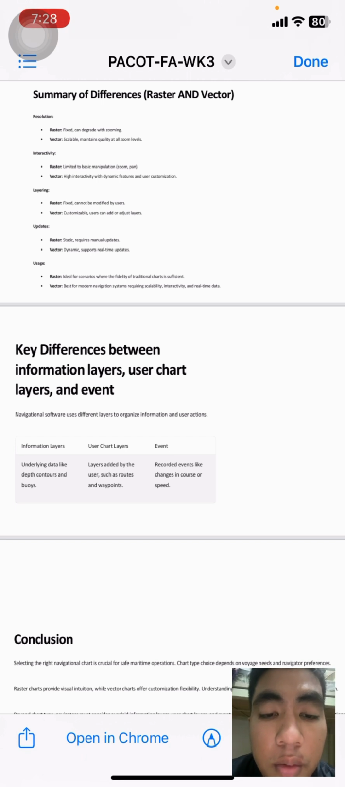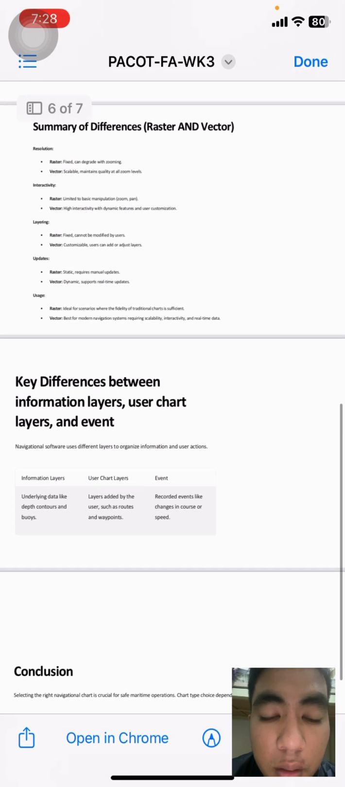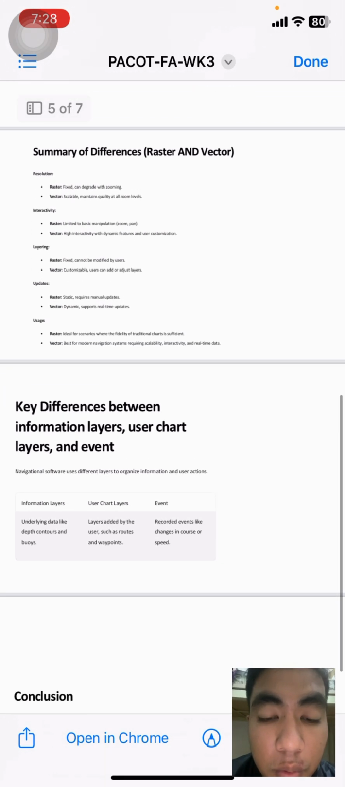Raster and vector have the same capabilities of having information layers, user chart layers, and event. They have the same capabilities which can be used for navigational aid. They have the same common uses.